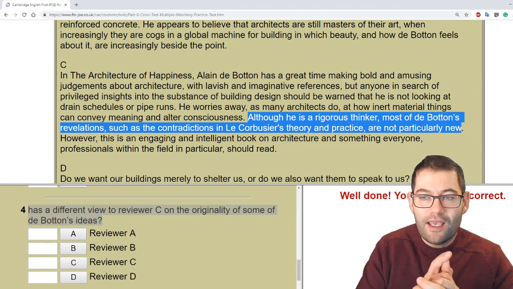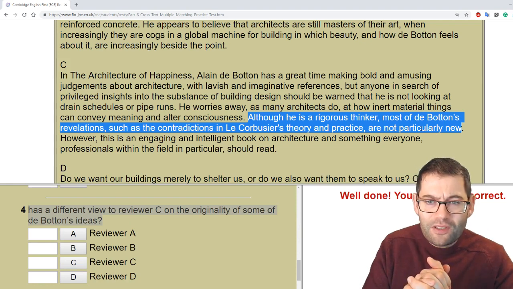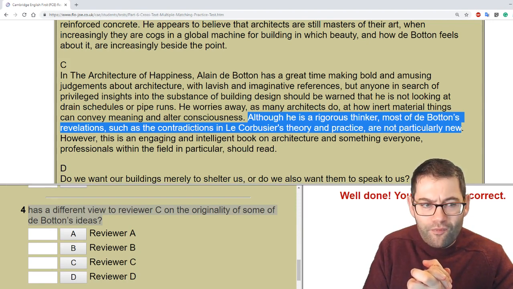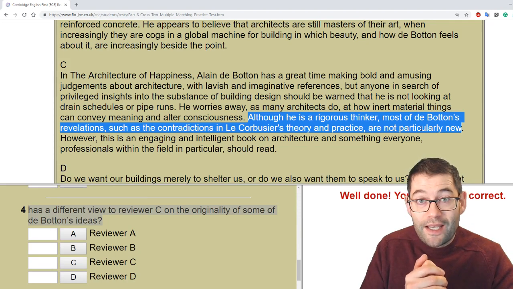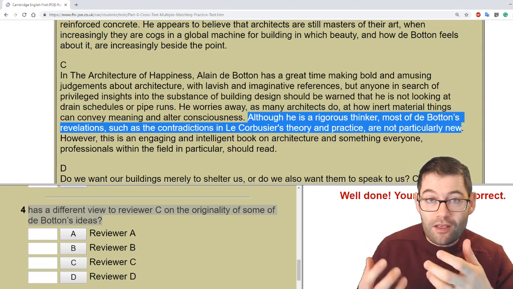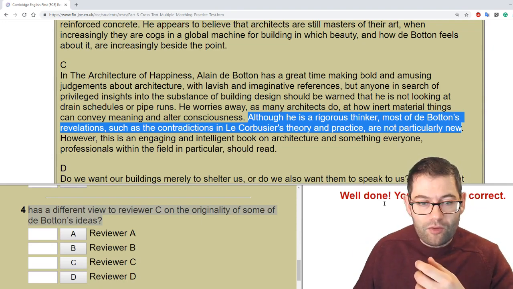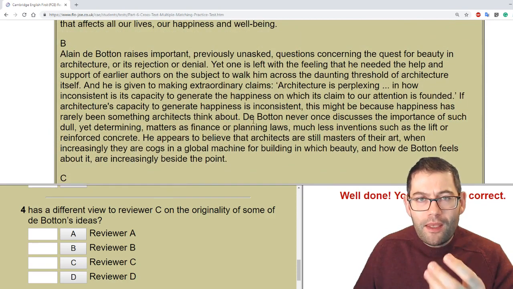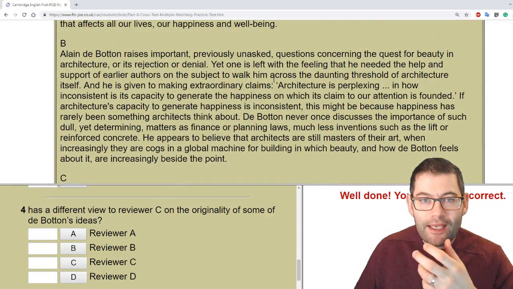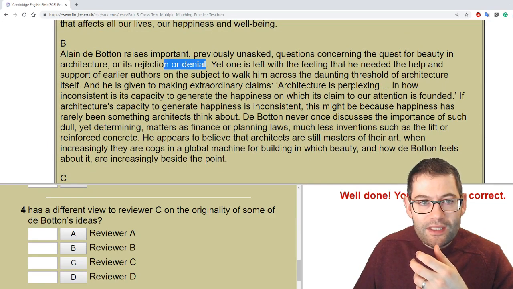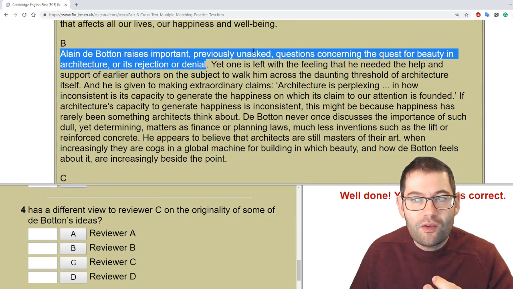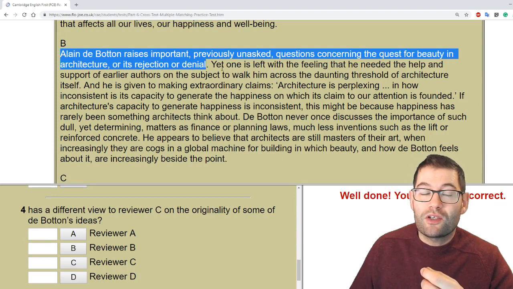So what C is saying is that de Botton is a good thinker, he's a rigorous thinker, but his ideas aren't particularly new. So we need to find someone that says that his ideas are new, to be in contrast with C. And we can see this different view, perhaps surprisingly, in B. B is that critical text, but here, at the beginning of the review, it says, Alan de Botton raises important, previously unasked questions concerning the quest for beauty in architecture or its rejection or denial.